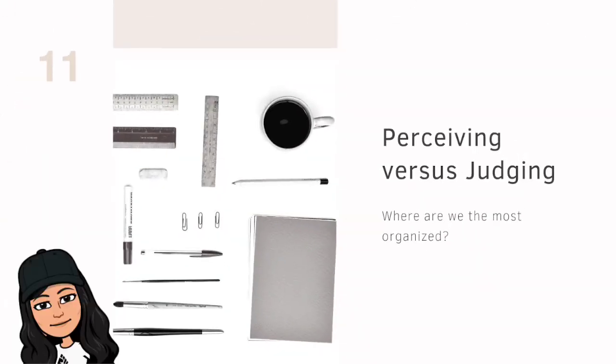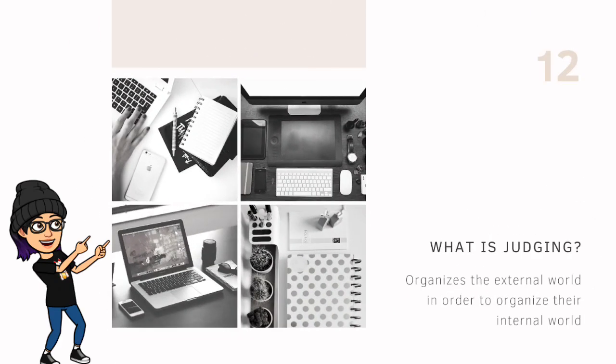Finally, we come to the last letter of every type. This last letter is either a J or a P, which each stands for judging and perceiving respectively. This letter is mainly concerned with where the type organizes the best. Judging types will tend to be better organized in the external world. And although this will vary from type to type, judging types as a whole will try to organize the space around them. This can be their room, their apartments, but it can also include their daily schedules or their time.